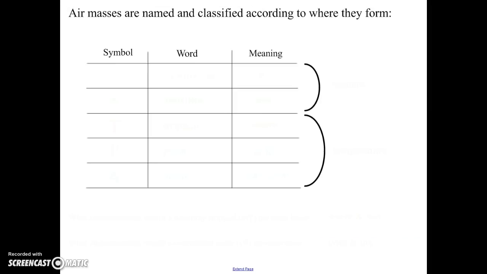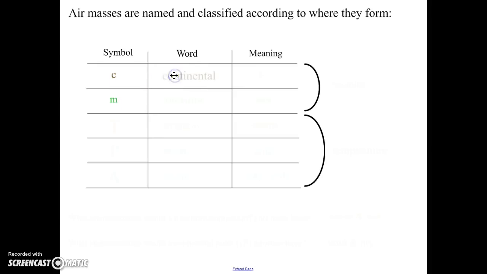Air masses are named, and they're classified. So we're going to learn how to name air masses, and we're going to learn how to classify them. And again, this is all based on where the air mass is coming from. There are a number of symbols that we use when we're naming air masses. The first two symbols are a lowercase c and a lowercase m.